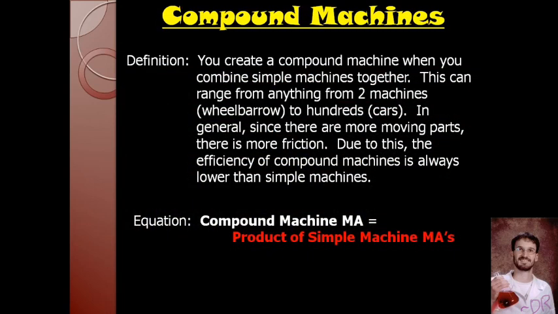Well, how do you figure out the mechanical advantage of a compound machine? It's actually relatively simple. You just take the product of all of the individual simple machine mechanical advantages. Now, do you remember what product is? What math symbol does product? That would be multiplication. So you break your compound machine down into simple machines, calculate the mechanical advantage of each of the individual simple machines, and then multiply them all together.